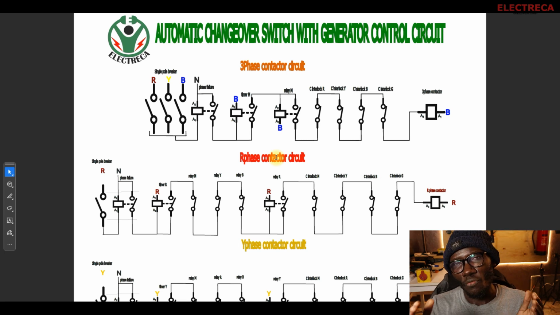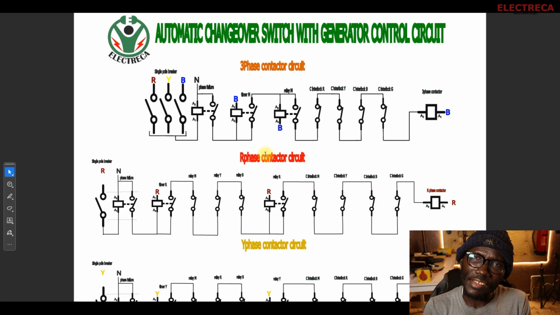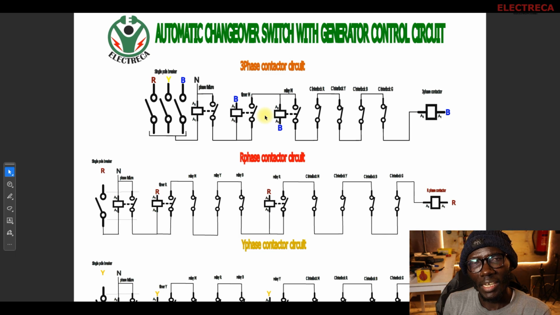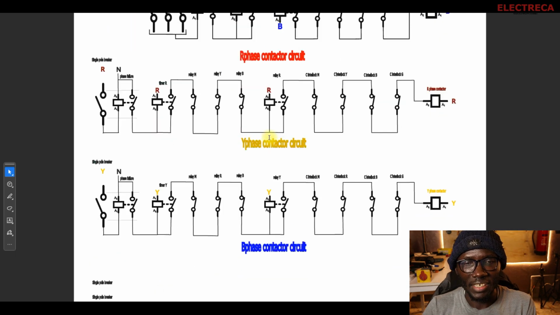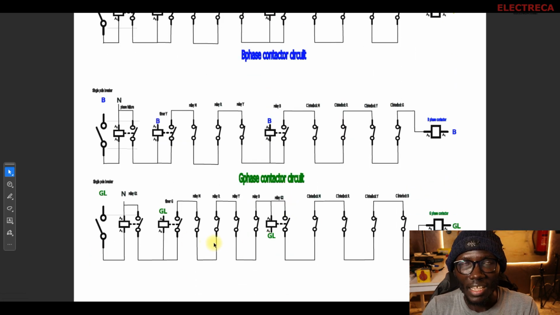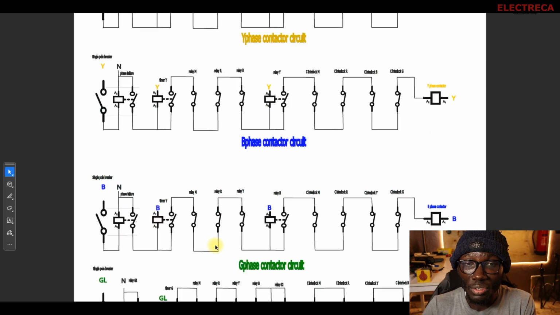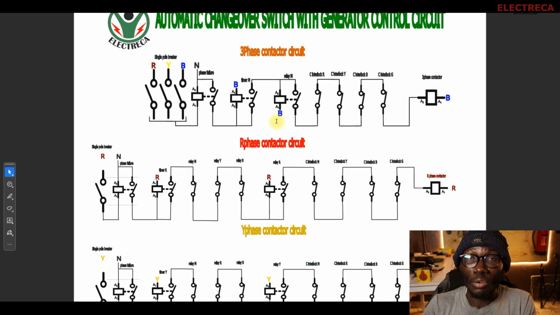Okay, the first thing you have to know is that there are priorities in these circuits. If all three phases are available, then the first circuit will run, and we make it a priority. So if a generator was running and we are using a generator circuit right here, and then all three phases become available, this circuit here will take over.